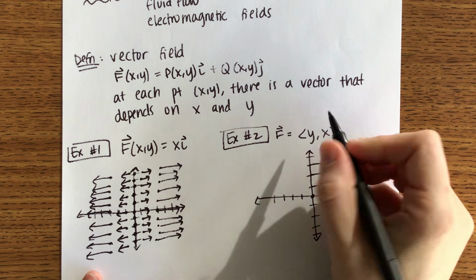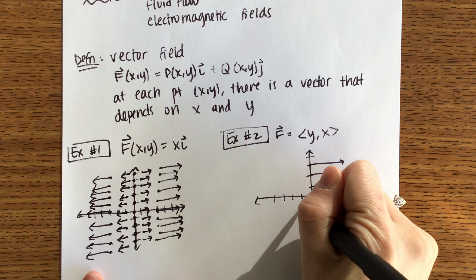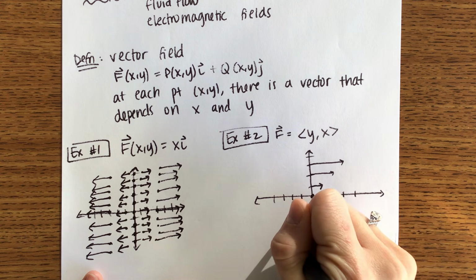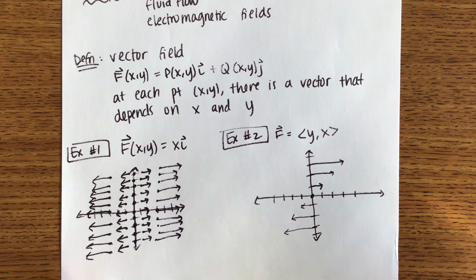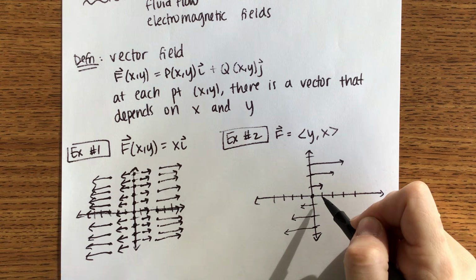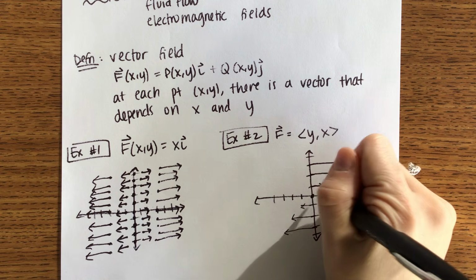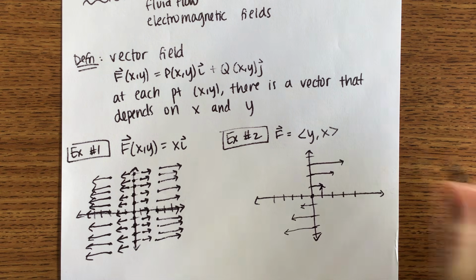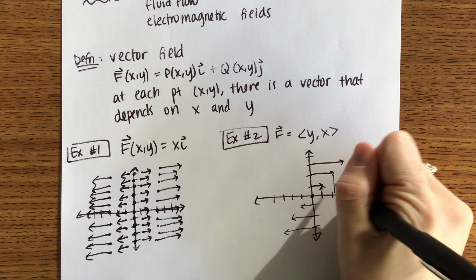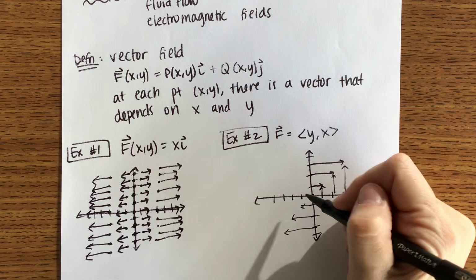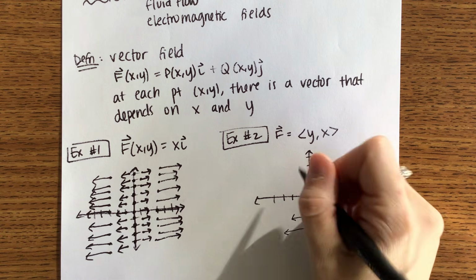Likewise here, 0, negative 1 will be negative 1, 0. And then negative 2, 0, and negative 3, 0. So those are along that axis. We also might choose to go along this axis as well. So 1, 0 would give us 0, 1. So right here. This one would give us 0, 2, 0, 3. Here, negative 1, 0 will give us 0, negative 1.